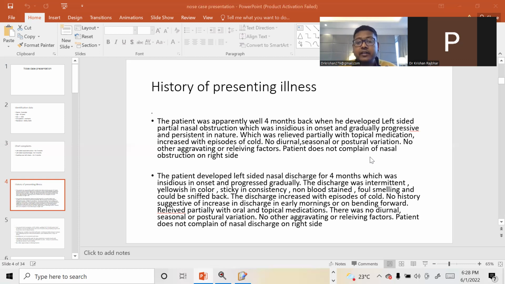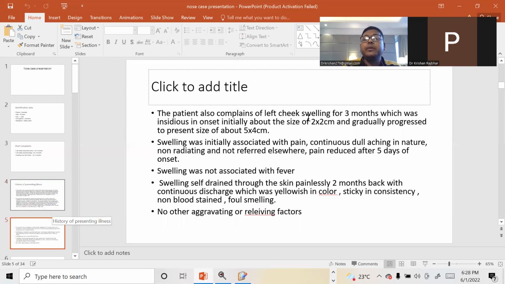No other aggravating and relieving factors. Patient doesn't complain of nasal discharge on the right side. So he is having unilateral disease. The patient also complained of left cheek swelling for 3 months, which was insidious in onset, initially about the size of 2 cross 2 centimeter approximately.